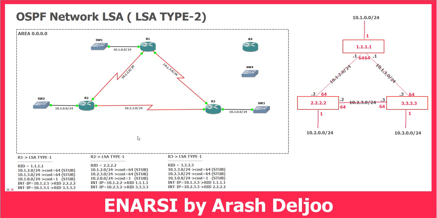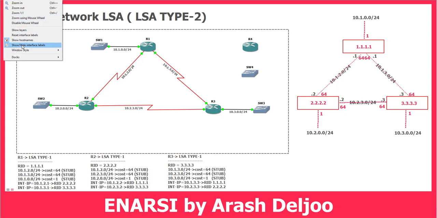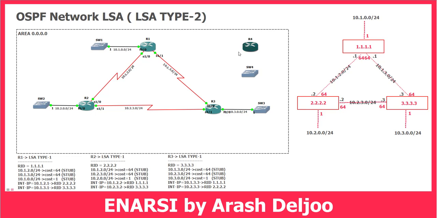Now I'm going to change this scenario a little. Let me show you what is happening when we add one broadcast network to this scenario, for example one network with DR BDR election. This is the next step. Okay, here assume that we are removing the link between router 2 and router 3.